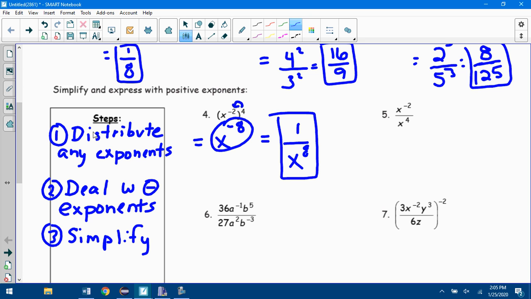Number 5, do you see any distributing exponents that we need to do? Nope, no parentheses. But I do have negative exponents to deal with. So I would circle this x to the -2nd, move where it is. So I would first write everything that didn't move. So x to the 4th isn't moving at all. And x to the -2nd, it was on top when I circled it, so it needs to move to the bottom. x squared. There's nothing left on top, so what should I put there? A 1. So now this is 1 over x to the 6th.